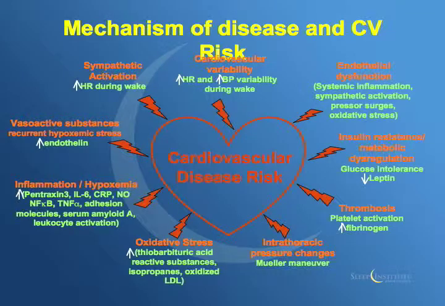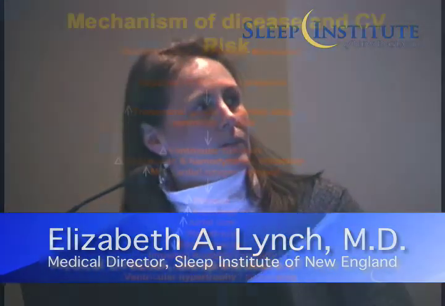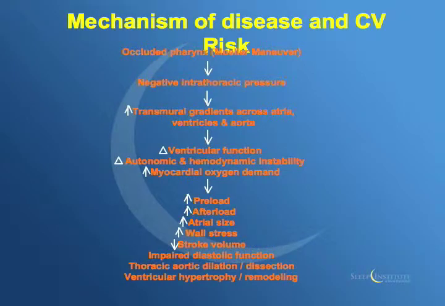In terms of the intrathoracic pressure, I found this quite interesting, mainly because I'm a pulmonologist. The Mueller maneuver is where you create this amazing intrathoracic pressure. Once you close off your airway, you have to create a big intrathoracic pressure in order to take a breath in. And this causes increase in transmural gradients across the atria, ventricles, and aorta.